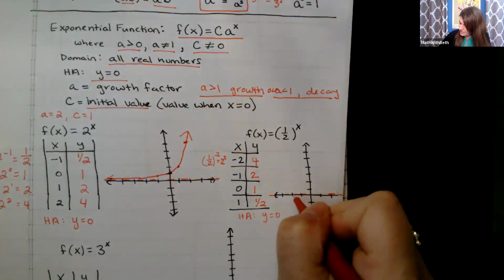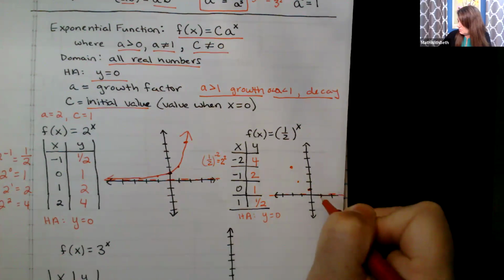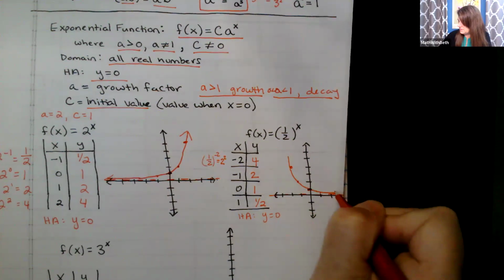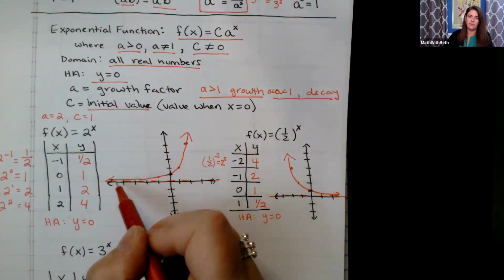But now if I plot (-2, 4), (-1, 2), (0, 1), (1, 1/2), do you see why this is called a decay? Because this time it's going down from left to right instead of going up.